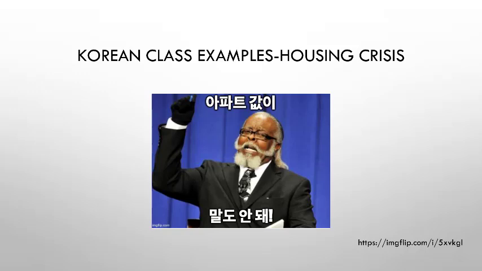I collected some of the Korean class examples, and the topic was housing crisis. The house, especially in Seoul, is very expensive. It's almost unaffordable for the young generation. So they're illustrating the unaffordability of the house, and it says the price of the apartment doesn't make sense.